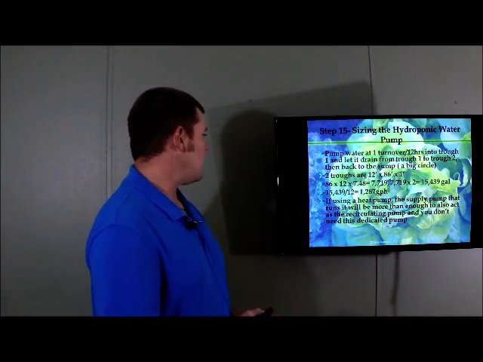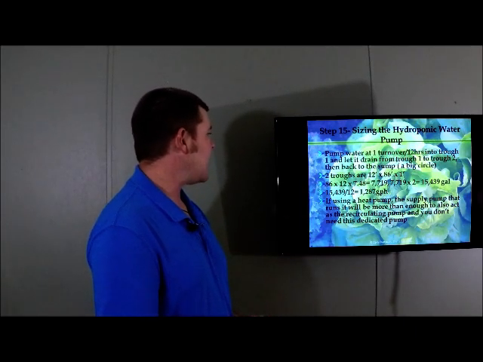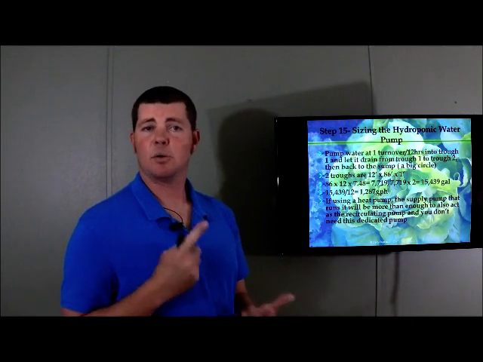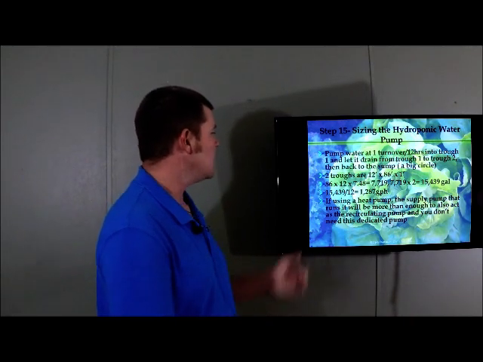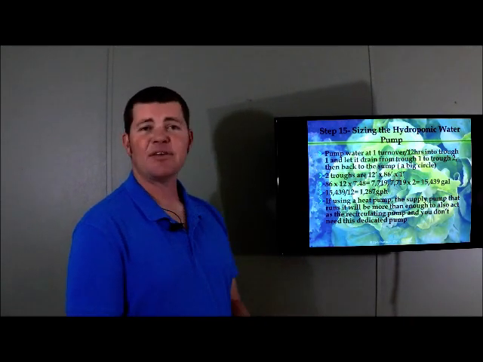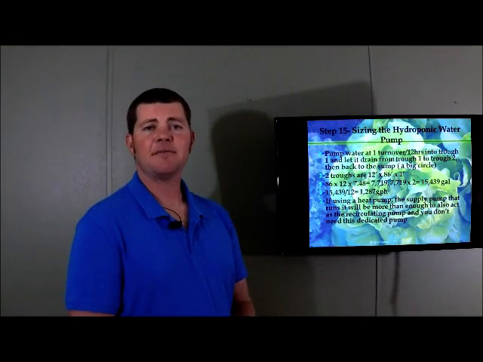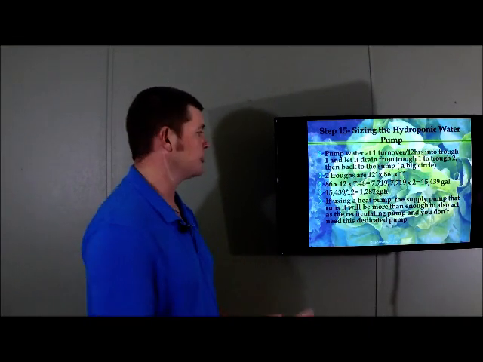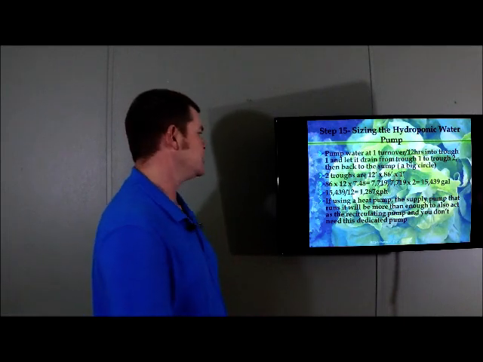We have 15,439 gallons divided by 12, because we want one turnover every 12 hours. And we get a 1,287 gallon per hour water pump. So that's not a very big water pump for running an entire greenhouse, and it's pretty low wattage as well.